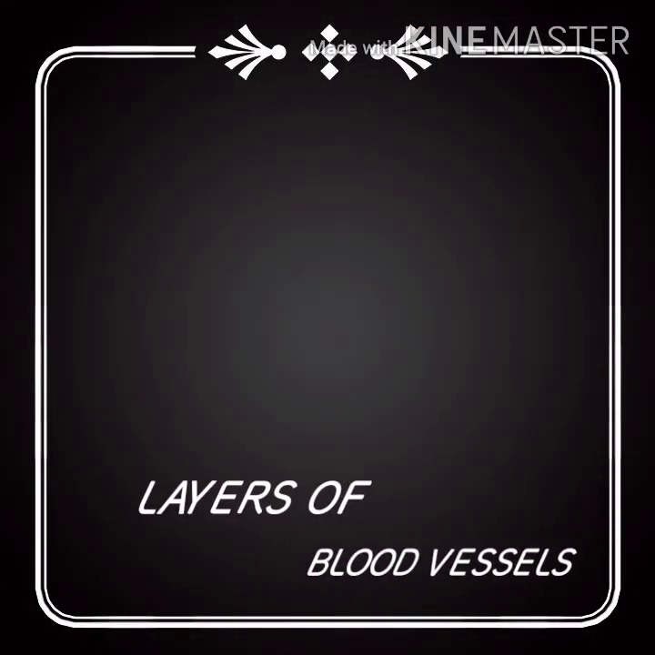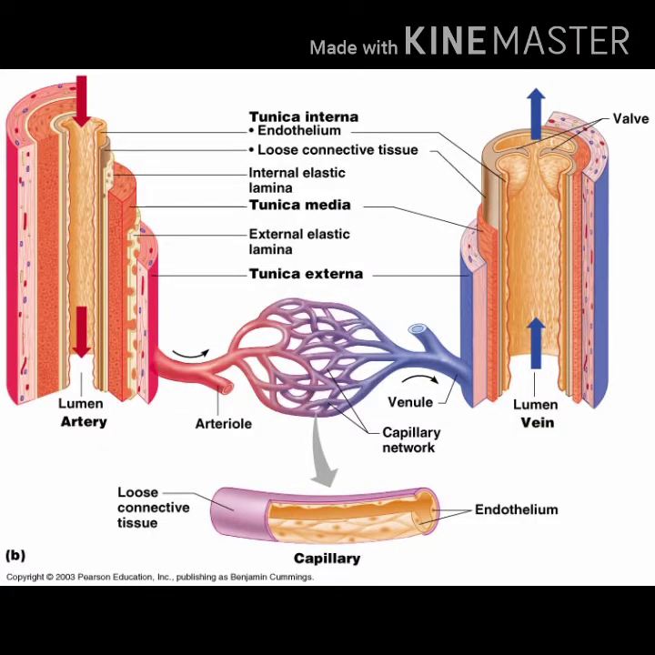The blood vessel anatomy. So there are three layers. First is the tunica intima, which is the endothelium; the tunica media, a smooth muscle that is controlled by the sympathetic nervous system; and the tunica externa, which is mostly fibrous connective tissue.